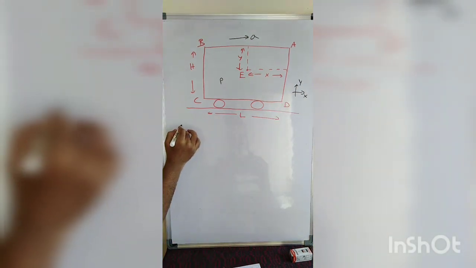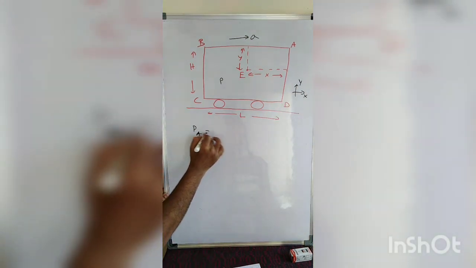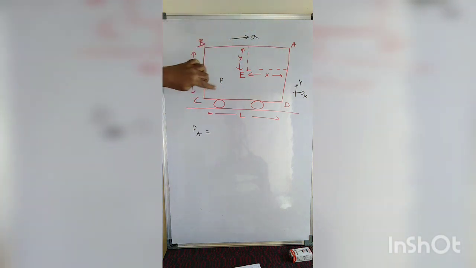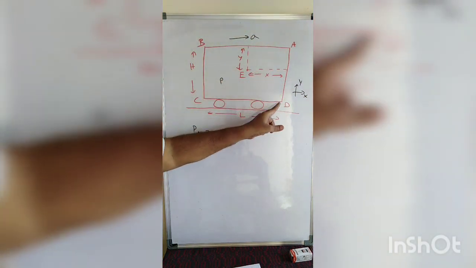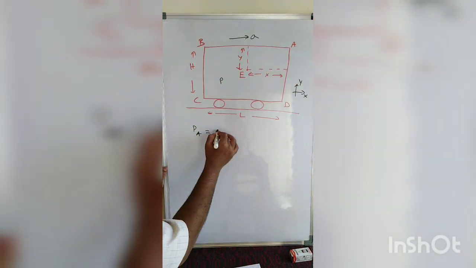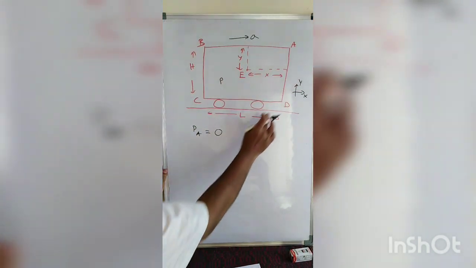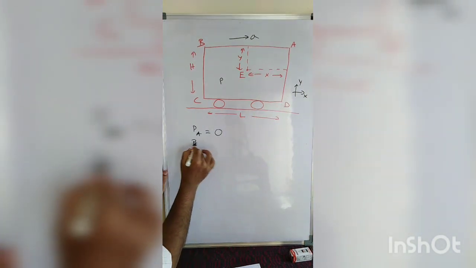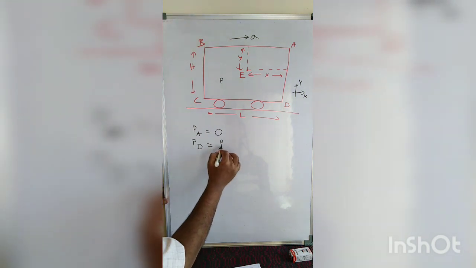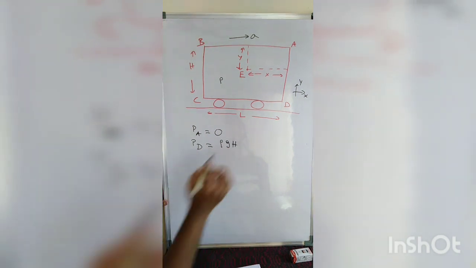Now look at the pressure at A. What is the pressure at A here? There is no height at all, and x is also not there, so the pressure at A is 0. And look at the pressure at D. Only the height of the liquid column is there, so you can write it as rho Gh.